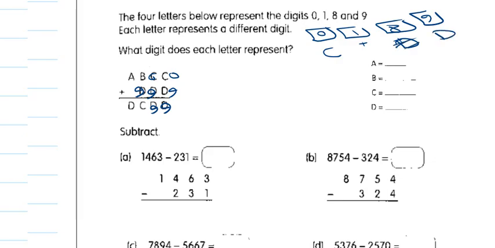1. 1 plus 9 gives you 10, 0, and carry up 1. 1 plus 8 gives you 9. If A equals 8, so this number will be 9. So letter A is 8, letter B is 1, letter C is 0, letter D is 9. Let's check.